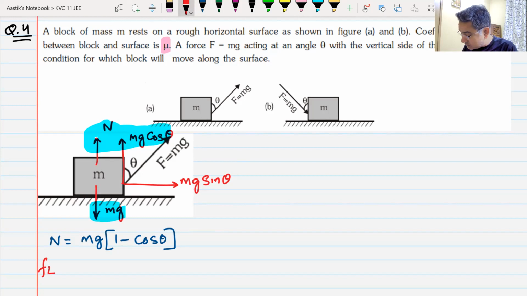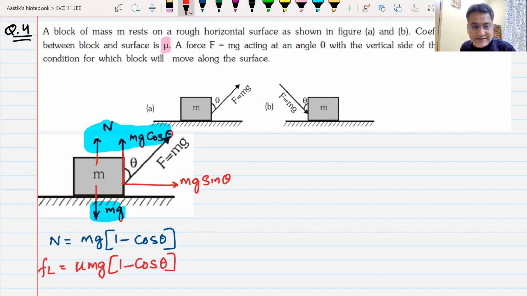So friction is mu times N. So this is mu mg into 1 minus cos theta. Now this is your limiting friction. Your applied force, which is trying to pull it, is mg sine theta.